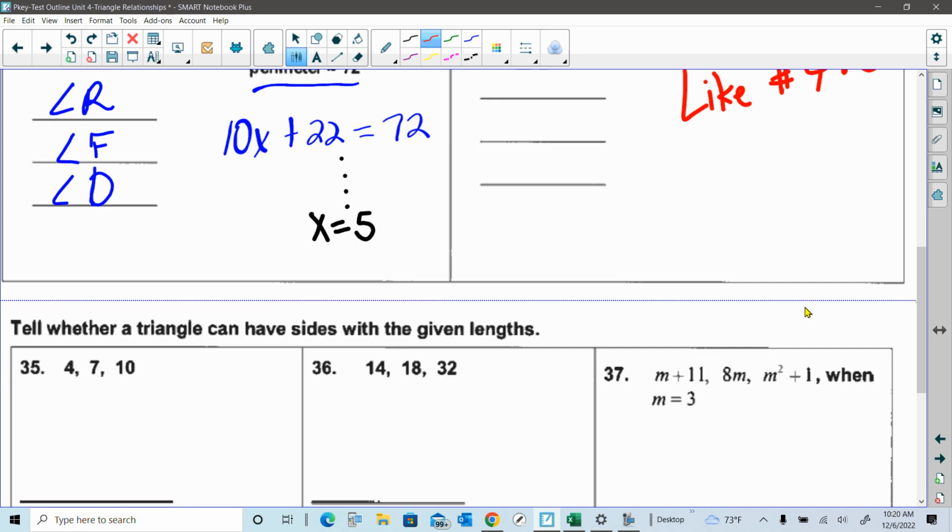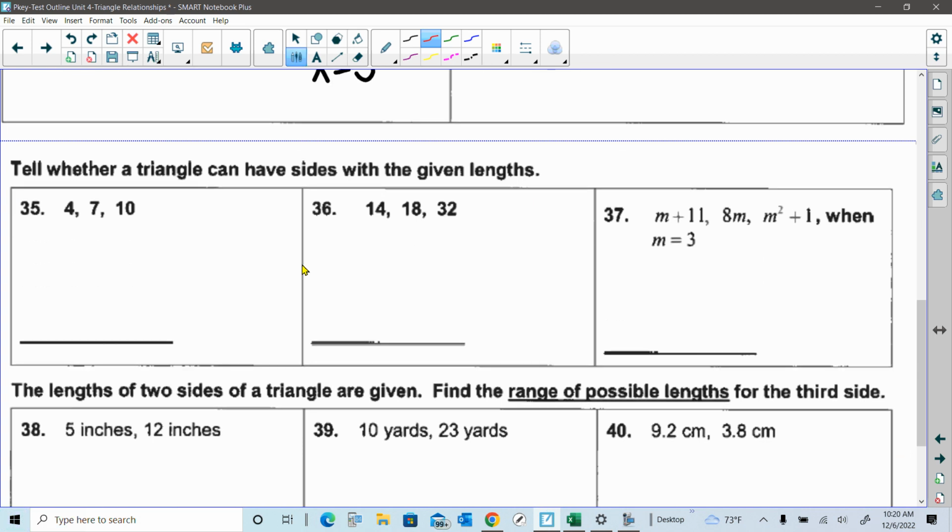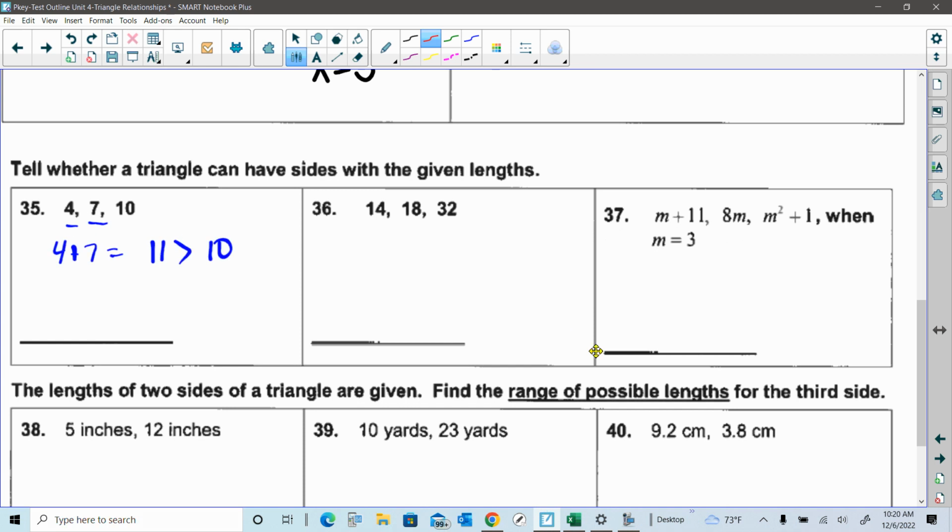All right, so to tell whether a triangle can have sides with the given lengths, there's at least 2 questions like this. To do this, you have to add the 2 smaller sides, so 4 and 7, and make sure it's bigger than the third side. 11 is bigger than 10, so this was a triangle.